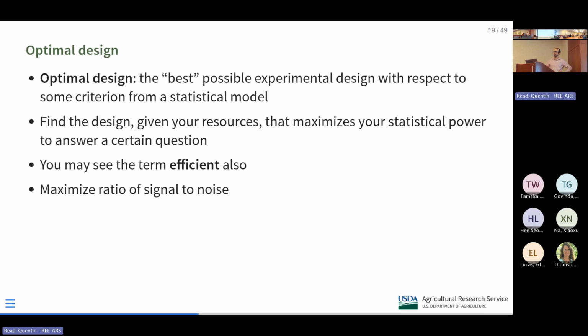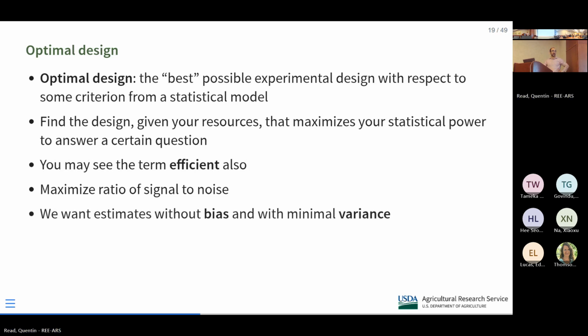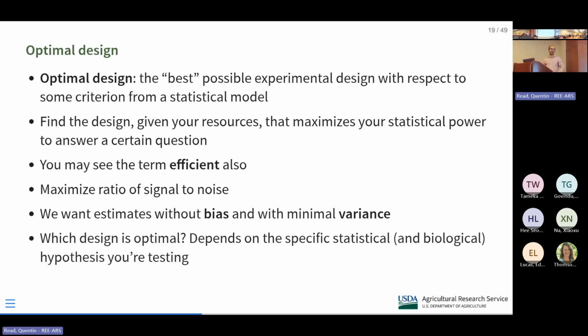So, there's background noise, variation that we don't care about, and then there's variation due to the thing we care about, which is the signal. We want to maximize the signal to noise ratio so we can estimate the thing we care about. And there's two things you have to account for when you're estimating, which is bias and variance. Bias is how far our estimate is from the truth, and variance is how uncertain the estimate is. So we want to minimize both of those things. And as I said, there's not just one optimal design for everything. It depends on what we're testing.